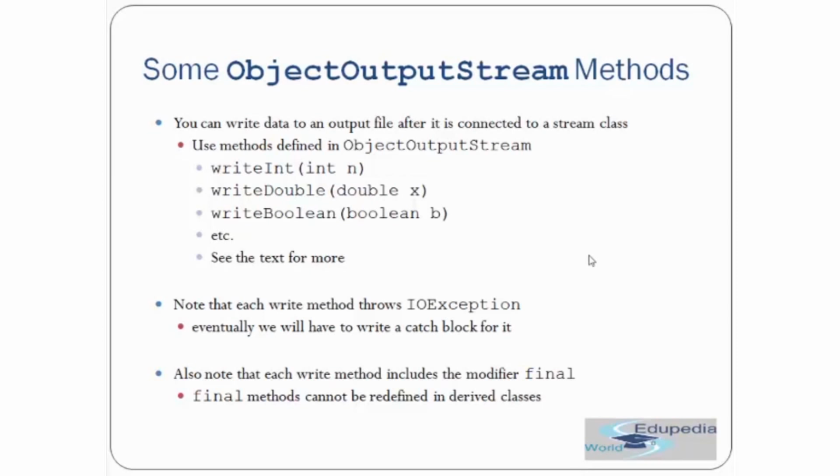Note that each write method throws an IOException. Eventually, we will have to write a catch block for it. Also, note that each write method includes the modifier final. Final methods cannot be redefined in a derived class. So this is how it works.